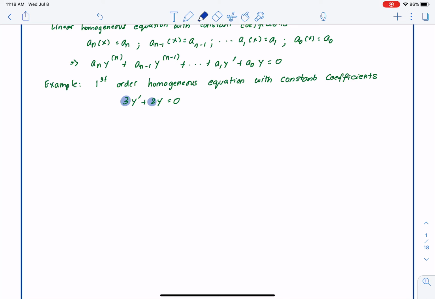And we could use one of the methods that we already know, such as separable equations, or we could use the integrating factor approach to find a solution to a first order homogeneous equation with constant coefficients.